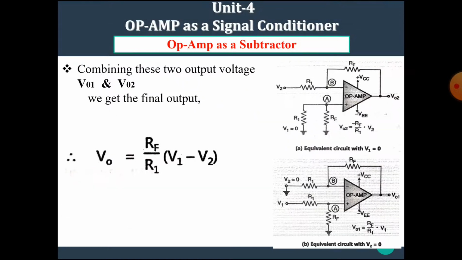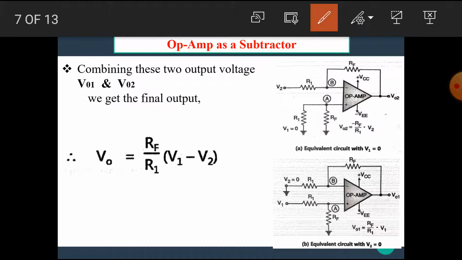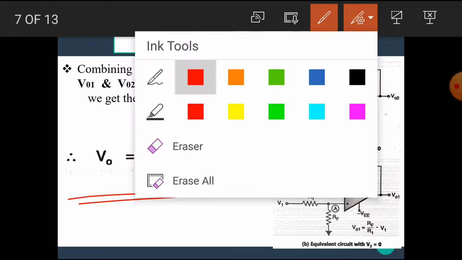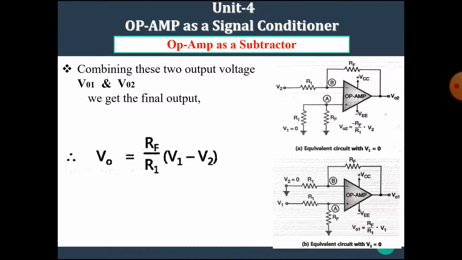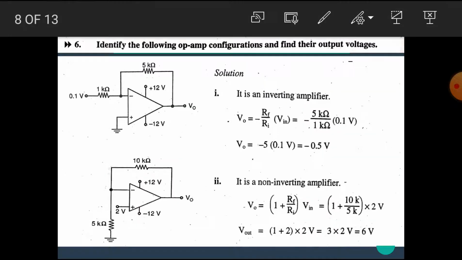Similarly, we can see the op-amp as a subtractor. In this, two signals are given, V1 and V2. In this circuit, at the output we get subtraction of these signals. Hence, the final expression of this configuration is Vout is equal to RF upon R1 into in bracket V1 minus V2. This is the final expression of the op-amp as a subtractor. Now let's see problems based on it.